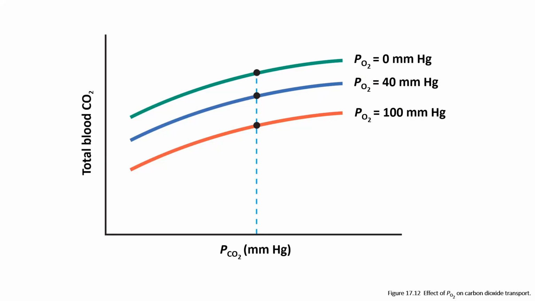So more of it can be dissolved into our blood, more of it can dissociate into bicarbonate, and more of it can bind onto hemoglobin. And that is just showing us that oxygen influences the way that CO2 is mobilized through all three of those routes in our circulatory system. Okay, I hope that added some more clarity there.